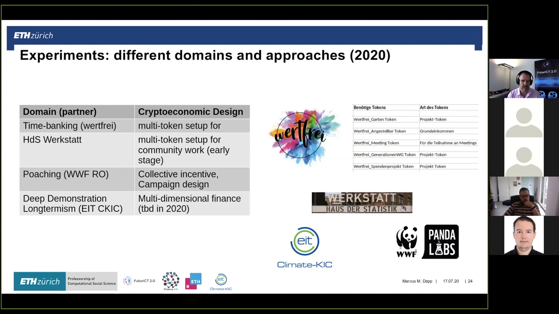And the table basically shows you the different project partners or organizations we're in contact with. At the end, they all have different interests and have their own issues and contexts, and so they have their own token designs. And that's exactly how it should be.